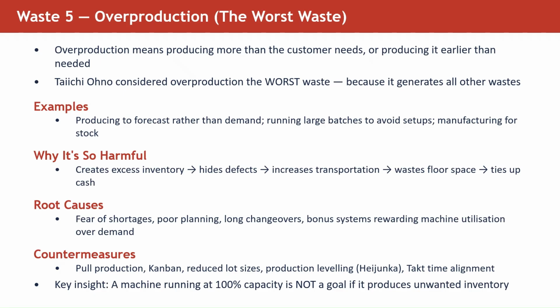For example, a machine operator produces a full batch of 500 parts because the setup cost is high, even though only 100 are needed for this week. A factory produces to forecast in January for orders that may come in June, tying up cash or floor space for months. So if you are producing 500 components, 400 components will be waiting till June. So for 6 months you'll be holding 400 components, and during 6 months anything can happen.